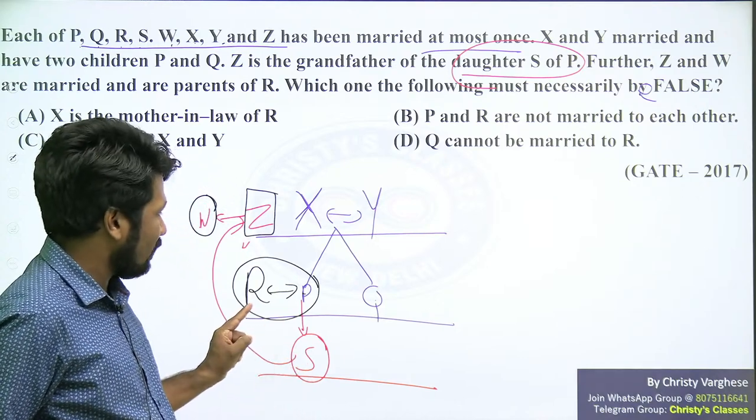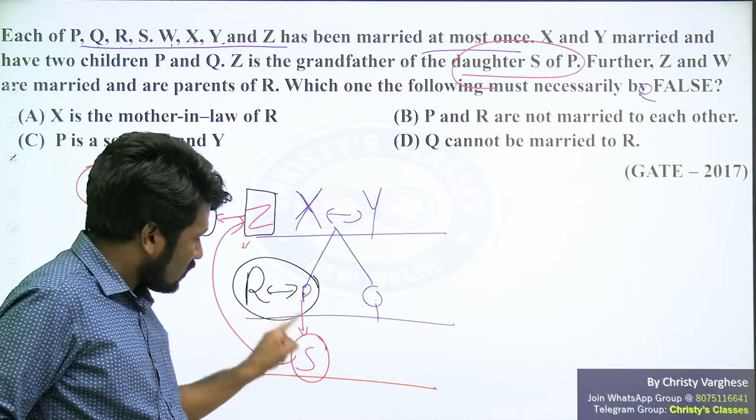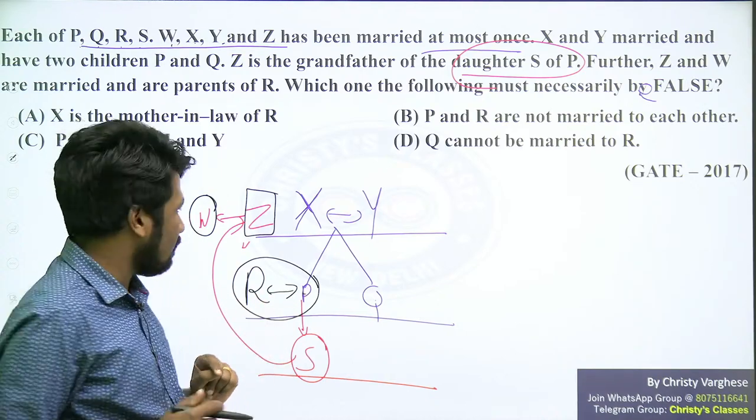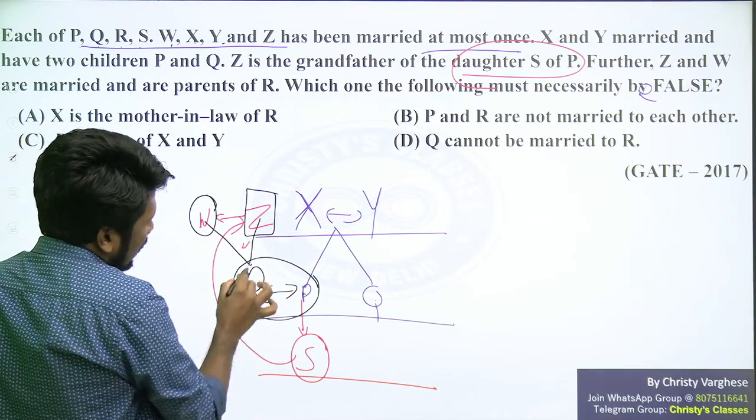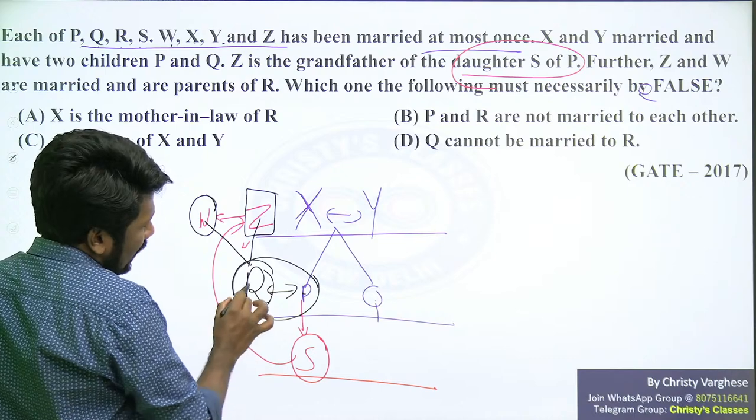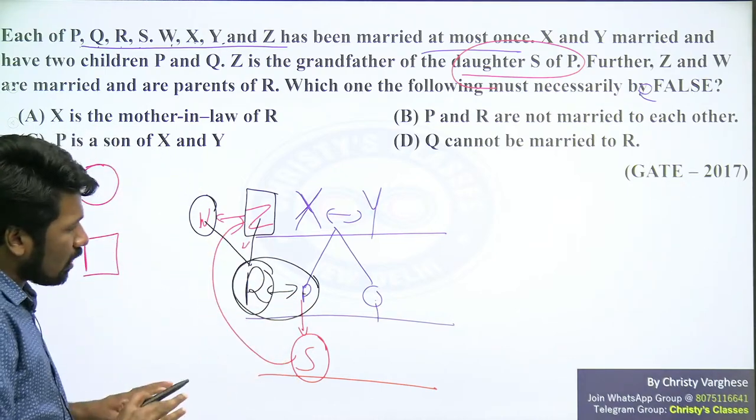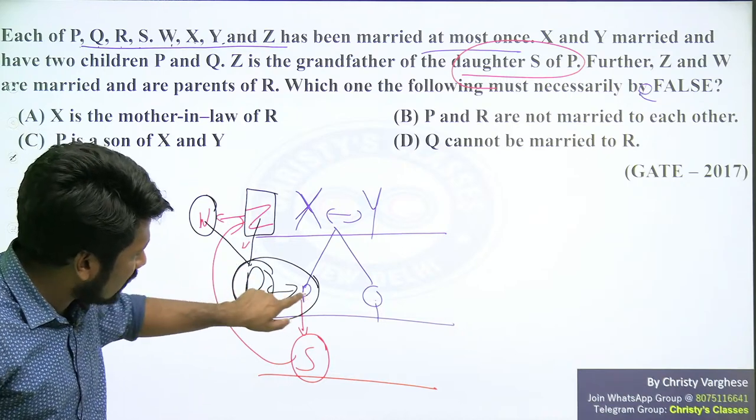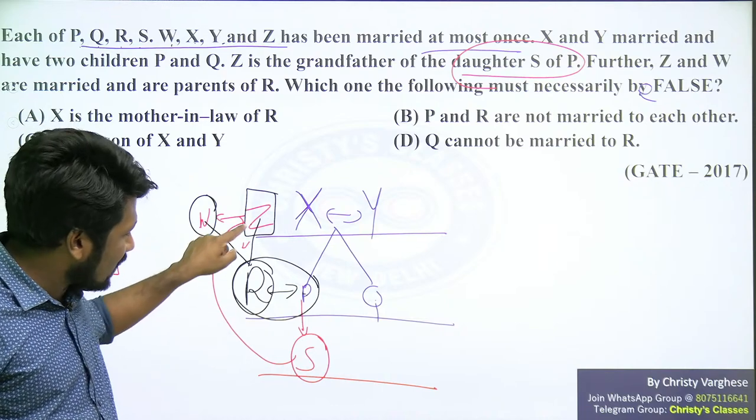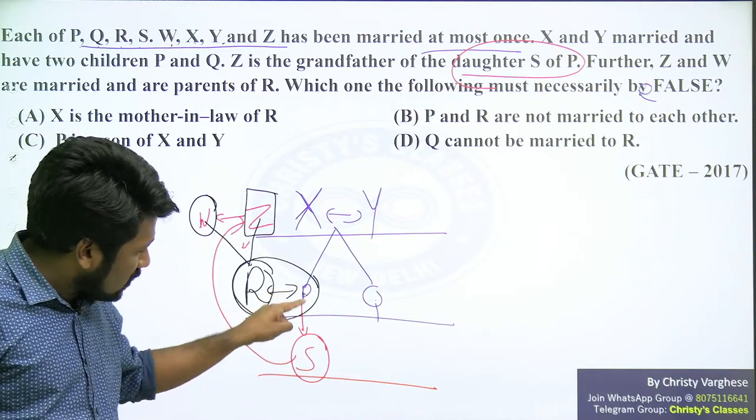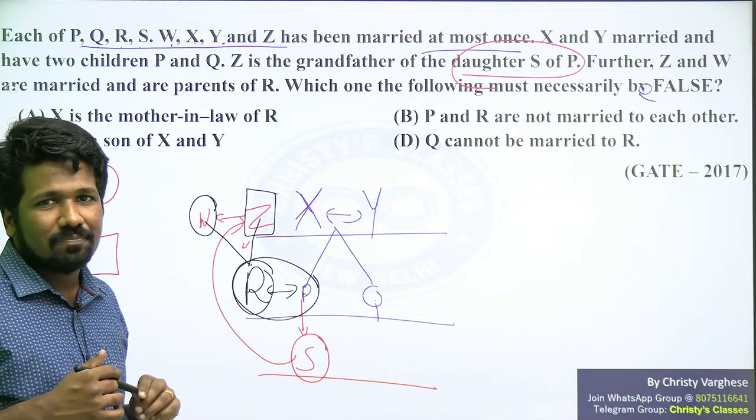P's daughter is S is also satisfied at the same time. Because Z and W are parents of R, and R's partner is P, and Z's granddaughter is S. All can be satisfied only if P is married to R. If P and R are not married, Z's granddaughter and P's daughter cannot be the same person. That is the logic. Understanding the point?